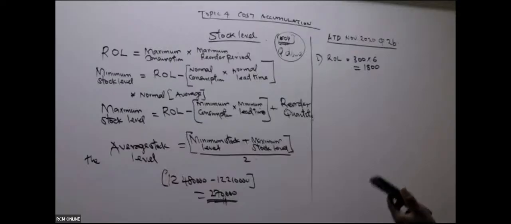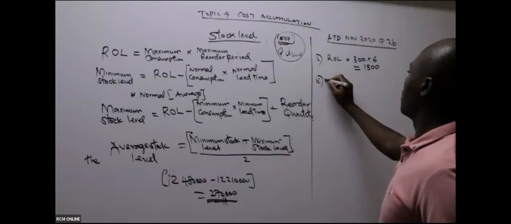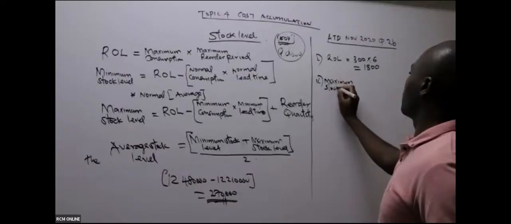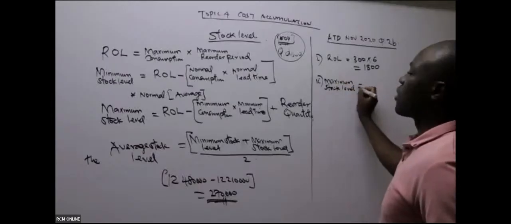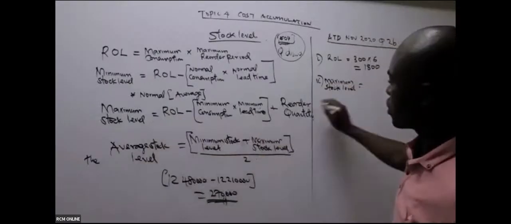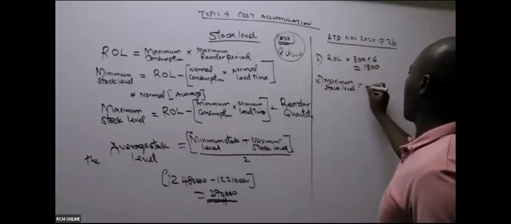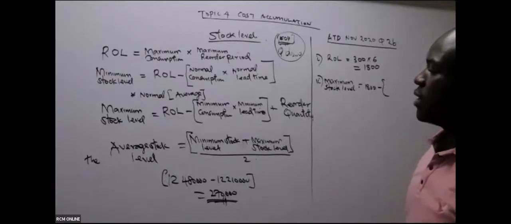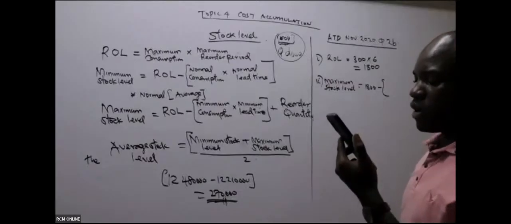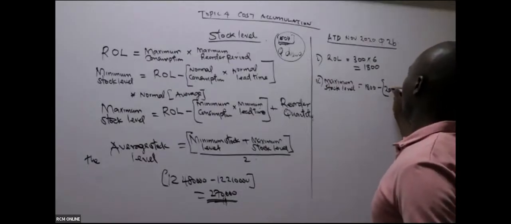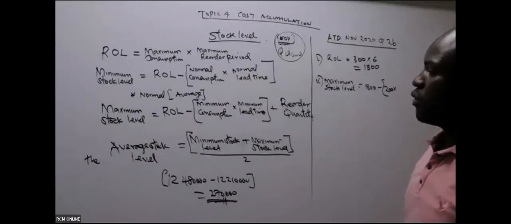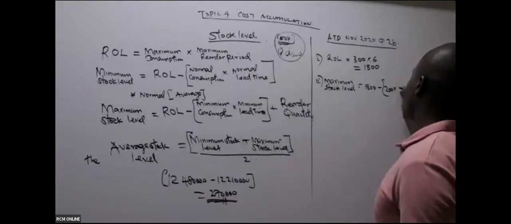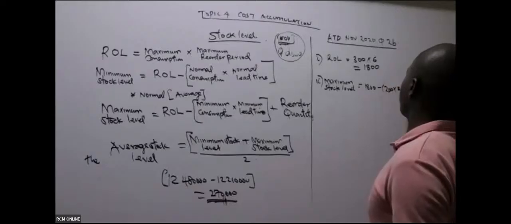How about maximum stock level? Maximum stock level, we talked about reorder level. So we have the reorder level here, 1,800 minus minimum consumption. Do we have that? Minimum usage, yes, 200 units. We multiply by minimum lead time. So do we have minimum lead time? Minimum lead time, we have 2 months, right?